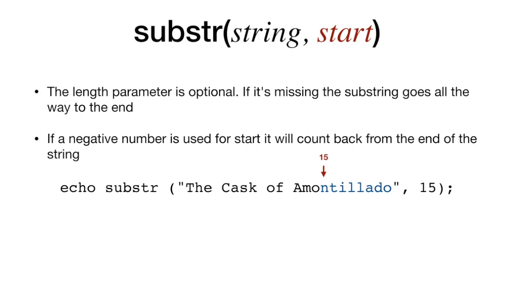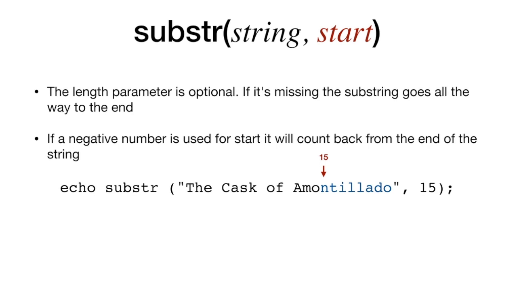If we leave out the length, then it will just go to the end. So here we can say substring "Cask of Amontillado" 15: 0, 1, 2, 3, 4, 5, 6, 7, 8, 9, 10, 11, 12, 13, 14, 15. So starting here, there's no length provided, so it just goes all the way to the end. So "ntillado".